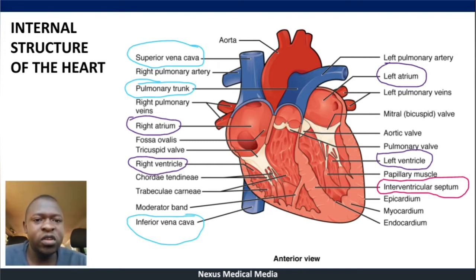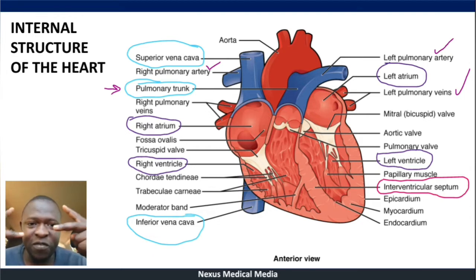So this pulmonary trunk takes the blood from the right ventricle to the lungs, right? How does it do this? It bifurcates into right and left pulmonary arteries, and these will go to their respective lungs. And then coming back, the blood will come back from both lungs, each lung will produce 2 pulmonary veins, and all of these veins drain into the left atrium, right?